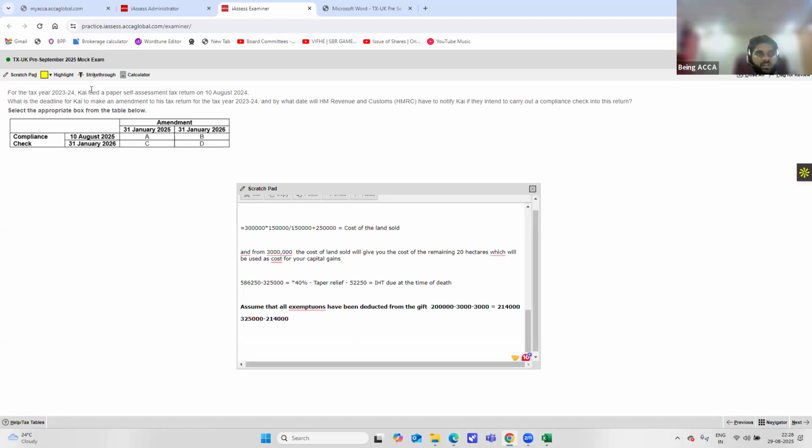So for tax year 23-24, Kai filed a paper self-assessment tax return on 10th August 2024. What is the deadline for Kai to make an amendment to his tax return for the tax year 23-24? And by what date will HMRC have to notify Kai if they intend to carry out a compliance check into this return? First, tell me what a compliance check is, and then we'll discuss the answer. What is a compliance check? Anyone? What is a compliance check?